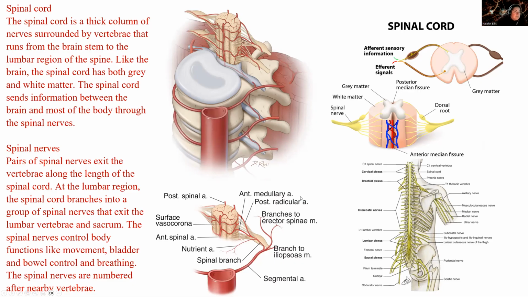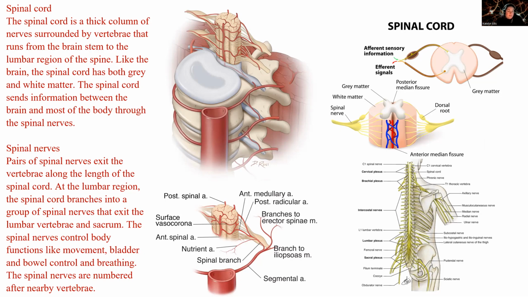The spinal cord is a thick column of nerves surrounded by vertebrae that runs from the brainstem to the lumbar region of the spine. Like the brain, the spinal cord has both gray and white matter. The spinal cord sends information between the brain and most of the body through the spinal nerves. Spinal nerves are pairs of nerves that exit the vertebrae along the length of the spinal cord. At the lumbar region, the spinal cord branches into a group of spinal nerves that exit the lumbar vertebrae and sacrum. The spinal nerves control body functions like movement, bladder and bowel control, and breathing.